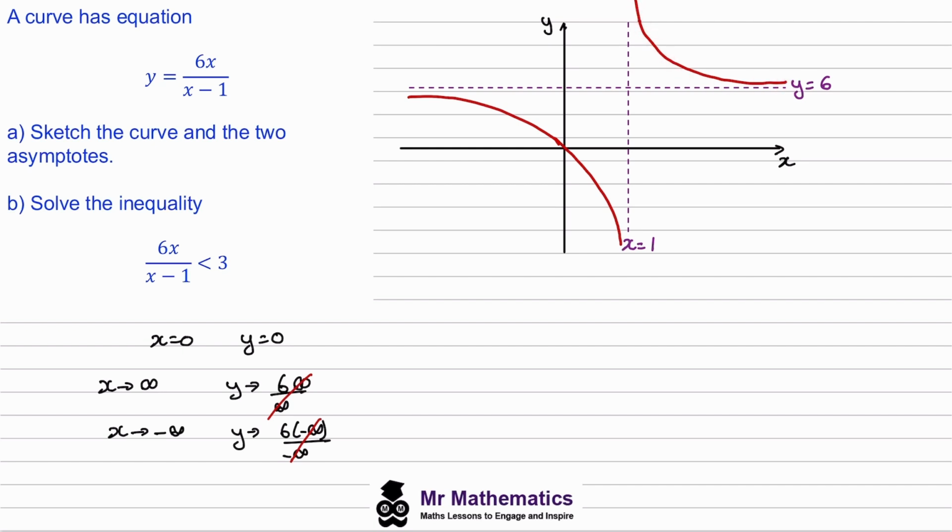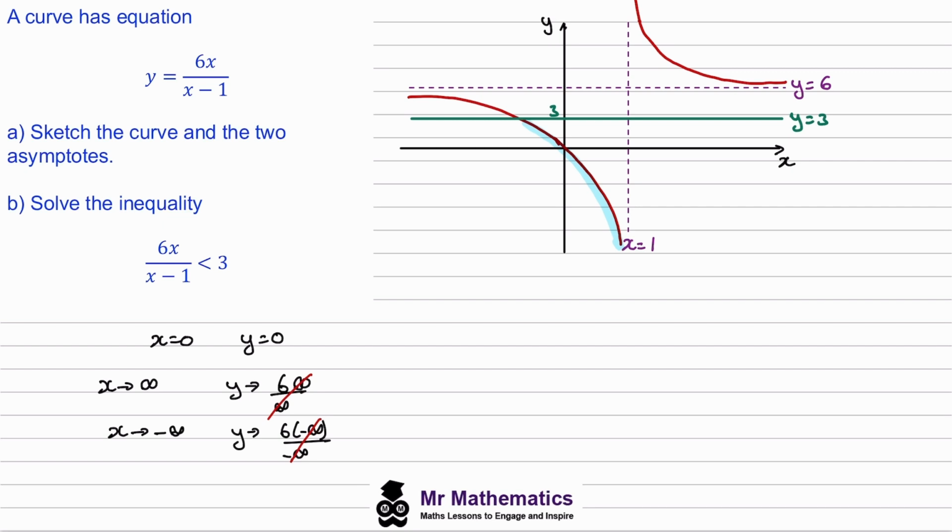So for part B, we can use this sketch to solve this inequality, because we know now that y must be equal to 3. And then we want the curve to be less than the 3, so the curve must be below the 3. And that's this part of the curve here.